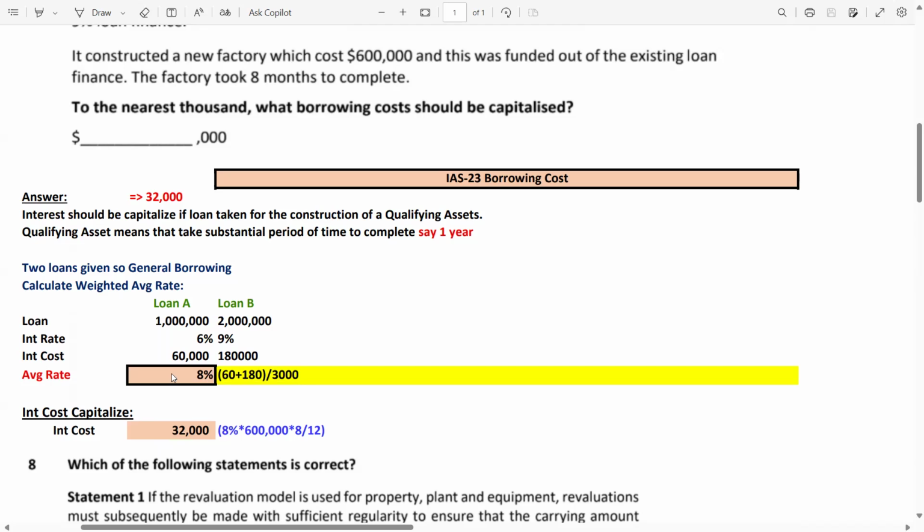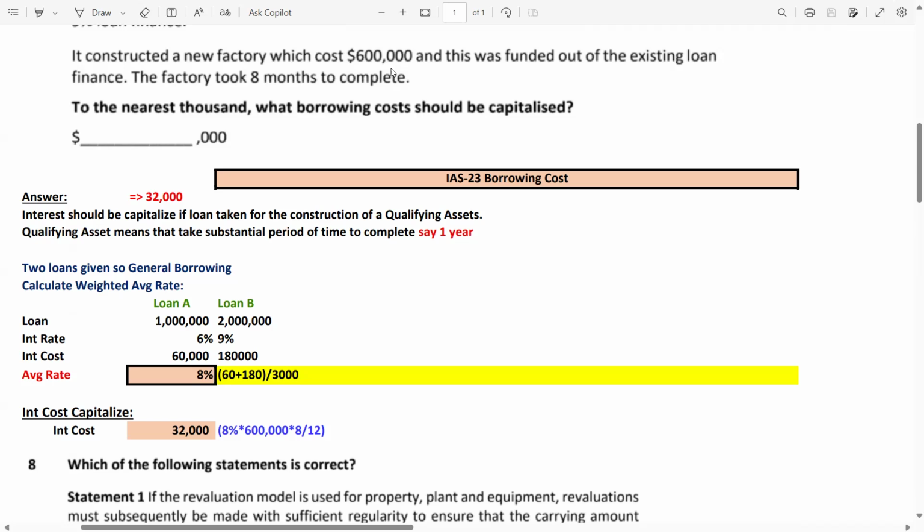Now how to calculate the average rate? You have to add both these figures. In the numerator you will write the interest cost, and in the denominator you will write the total of the loan amounts. I am again repeating, in the numerator you have to write the interest cost of loan A and loan B. In the denominator, you have to write the total amount of loan, which includes loan A and loan B. You will get the average rate. Now, the average interest rate is 8%. This should be multiplied with the 600,000.